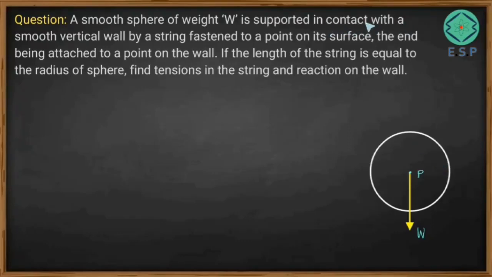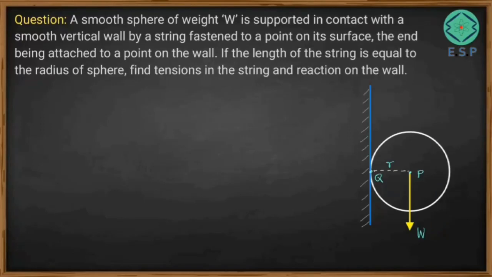Now it is in contact with a smooth vertical wall. So this particular sphere is in contact with the smooth vertical wall. As you can see here, this is a smooth vertical wall, friends, and this sphere is in contact with it. Let's say this is the point of contact, point Q, and the radius of the sphere is R. So we have a sphere in contact with the smooth vertical wall, the point of contact being Q, the center of the sphere being P, and W is the weight of the sphere.